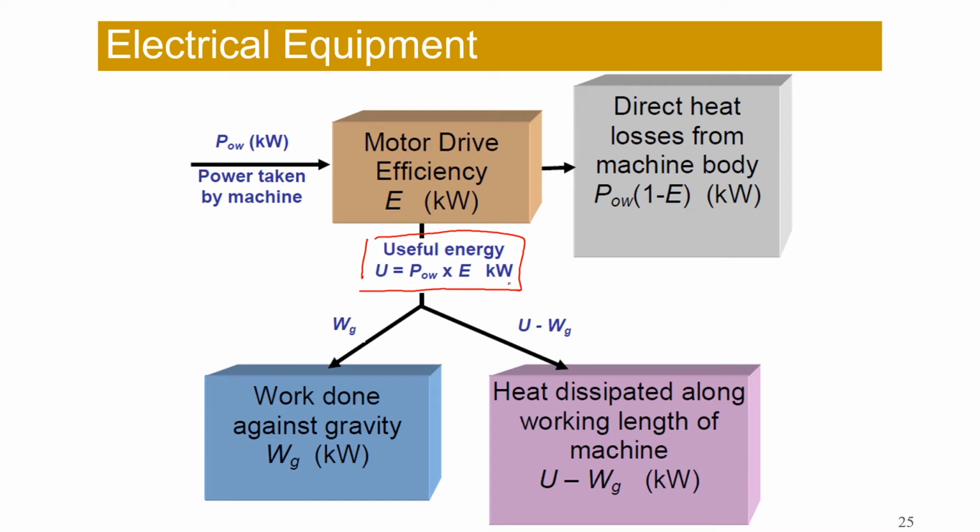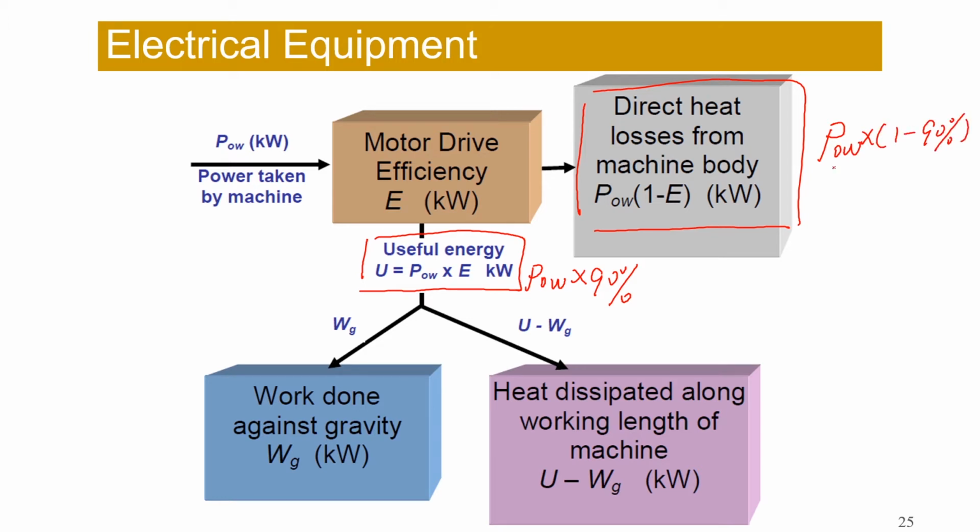and direct heat loss from the machine body here. For example, if the efficiency of the motor is 90%, the useful energy is power times 90%, and the direct heat loss from the machine body is power times (1 minus 90%), that equals power times 10%. So this is the heat loss from the machine body.